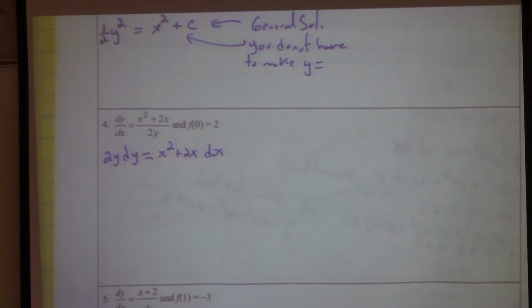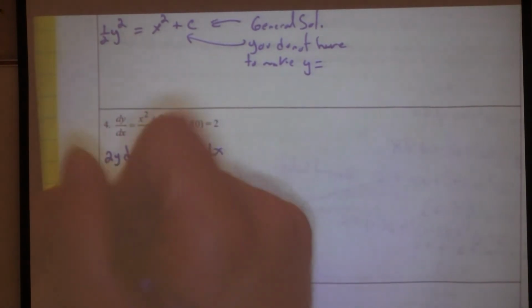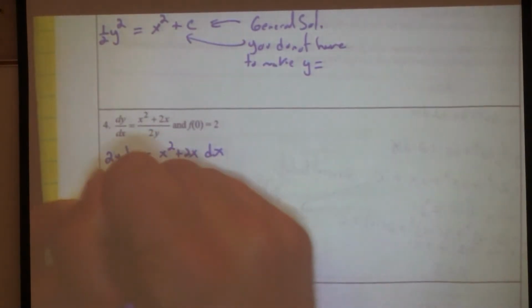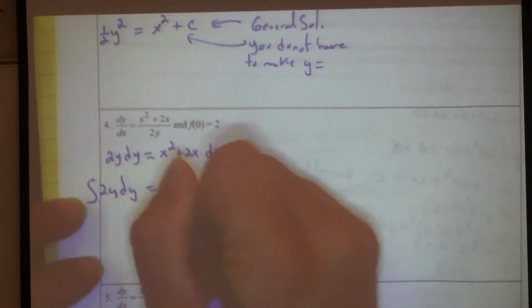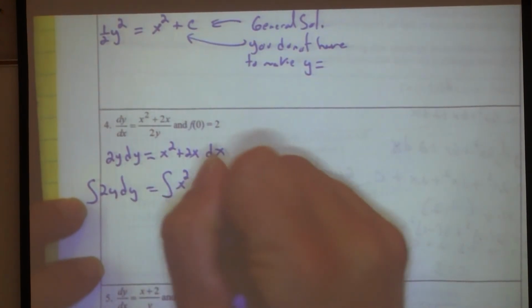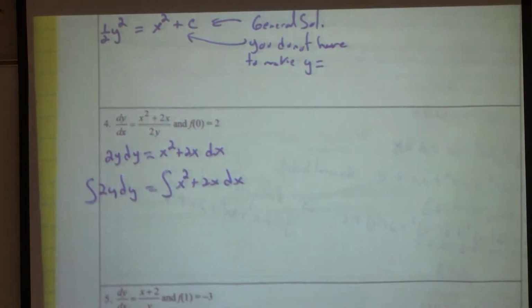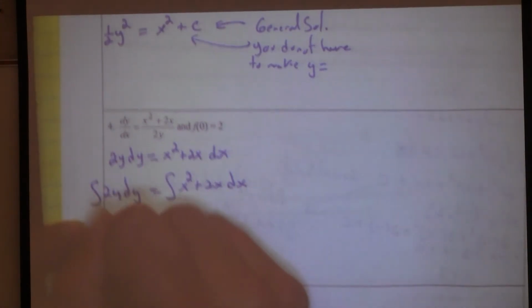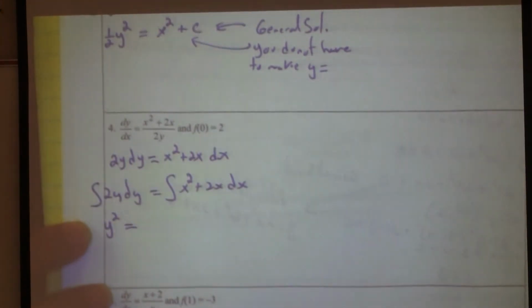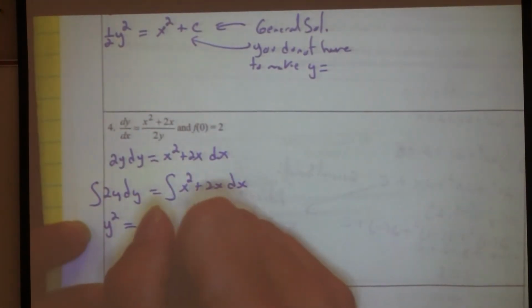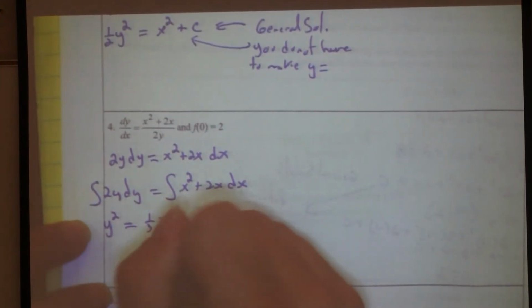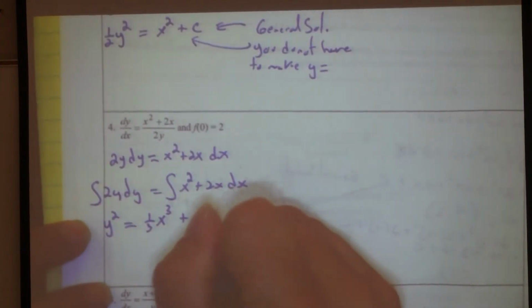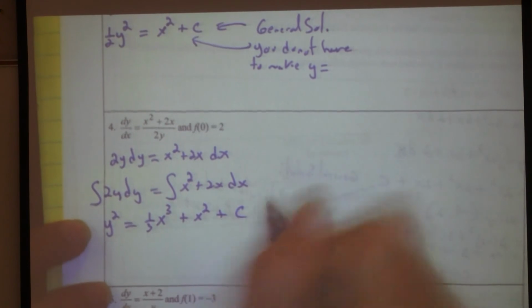Okay, next step, integrate. I'm going to integrate 2y dy equals the integral of x squared plus 2x dx. I'm just rewriting it on purpose. On the day of the actual test, you don't have to do that. So what do I get? y squared equals 1/3 x cubed plus x squared plus c.